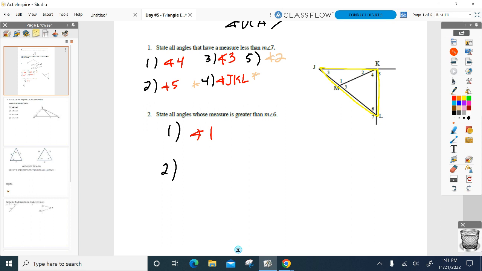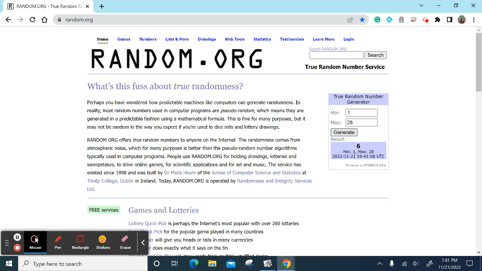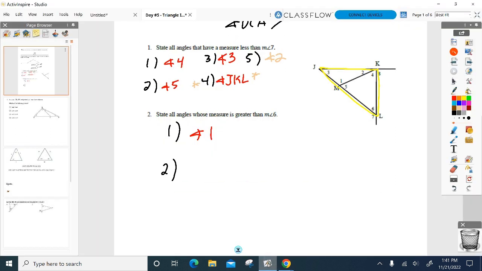And what exterior angle would make 6 a remote interior? Angle 8. Alrighty. So that was it. Can I say angle JML? Because why don't we just name all the straight angles then? All right.